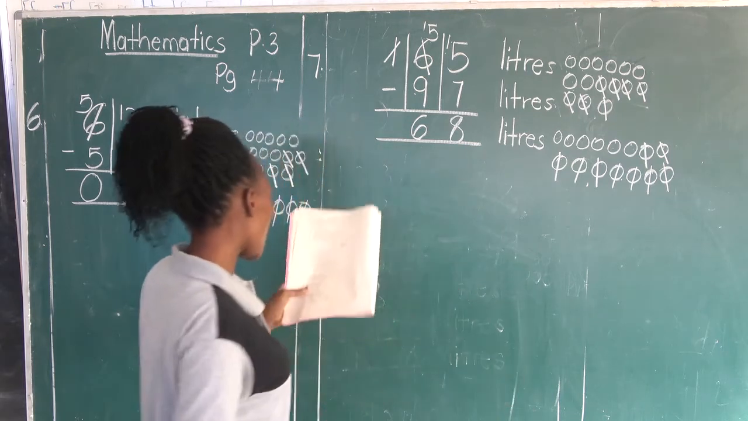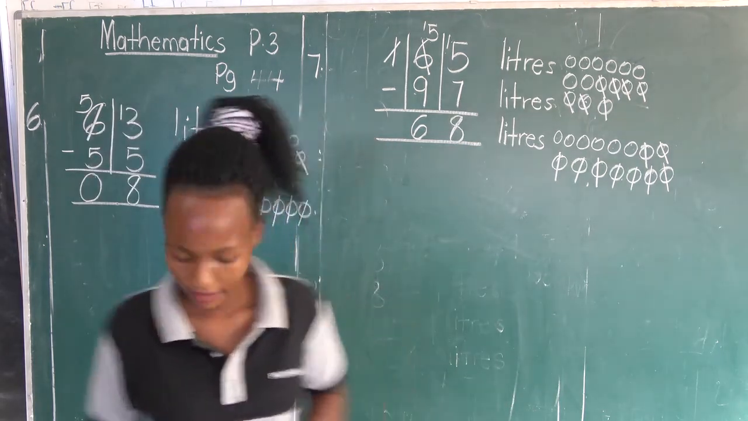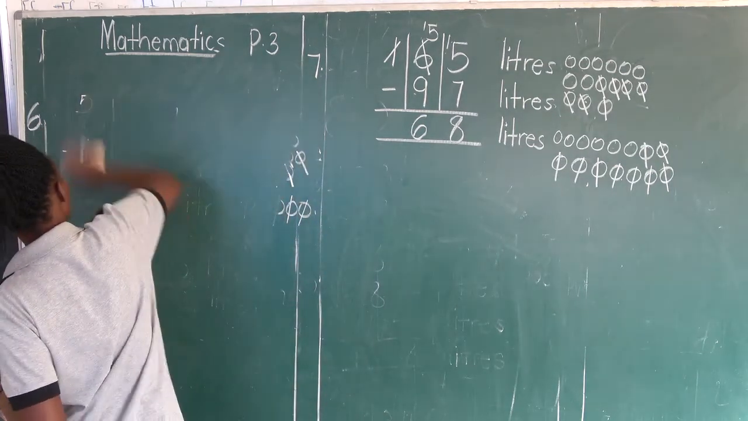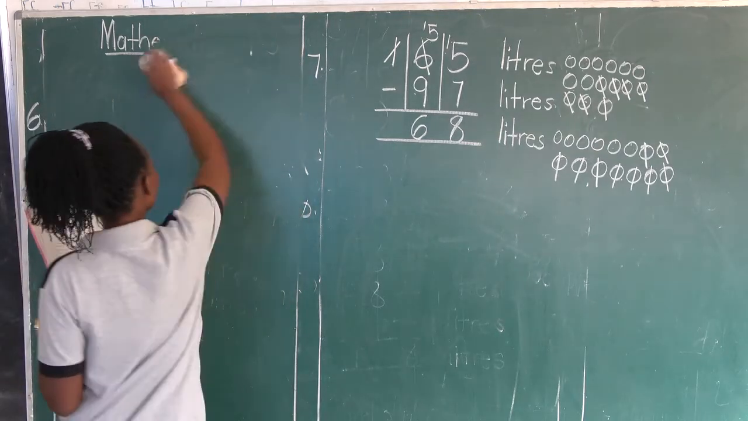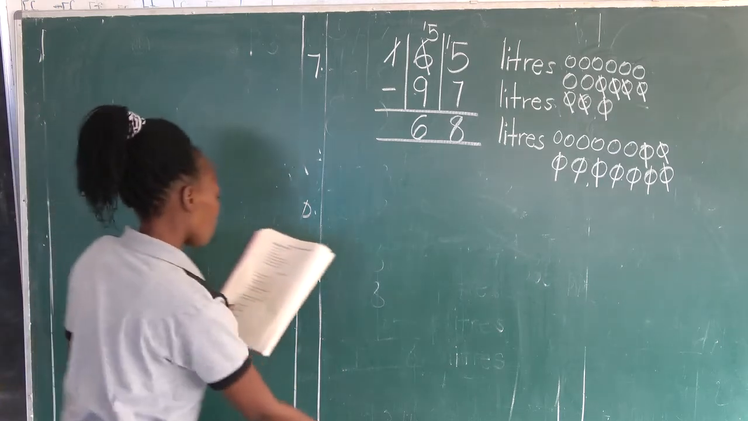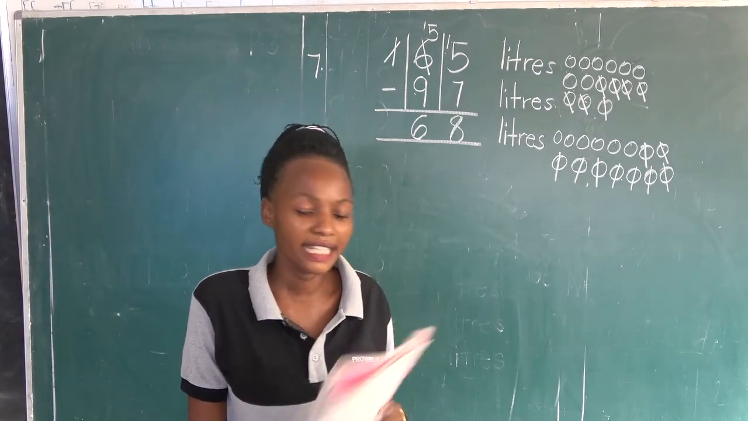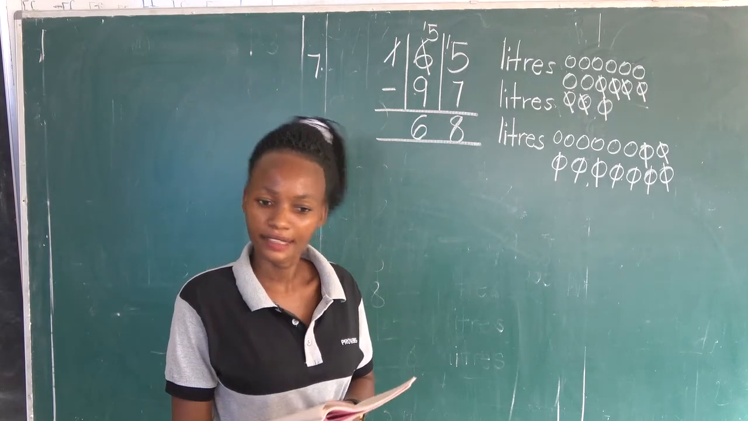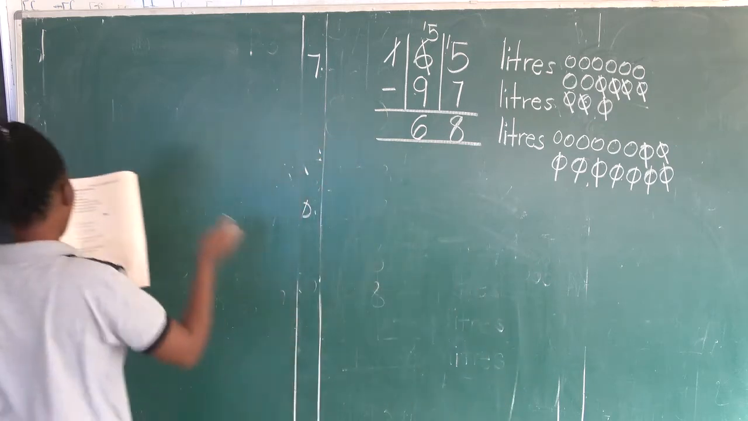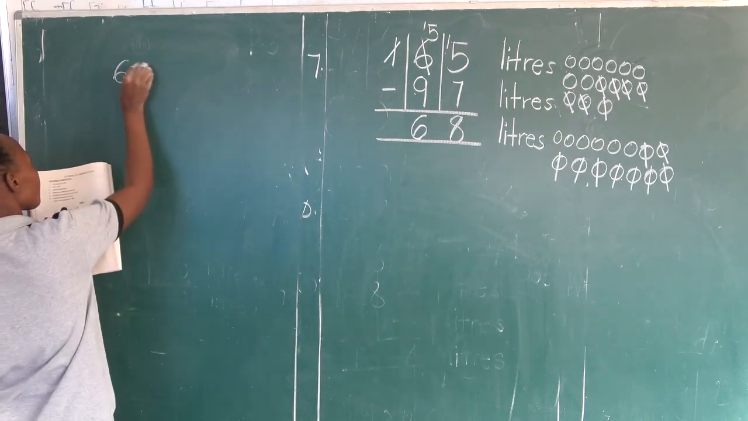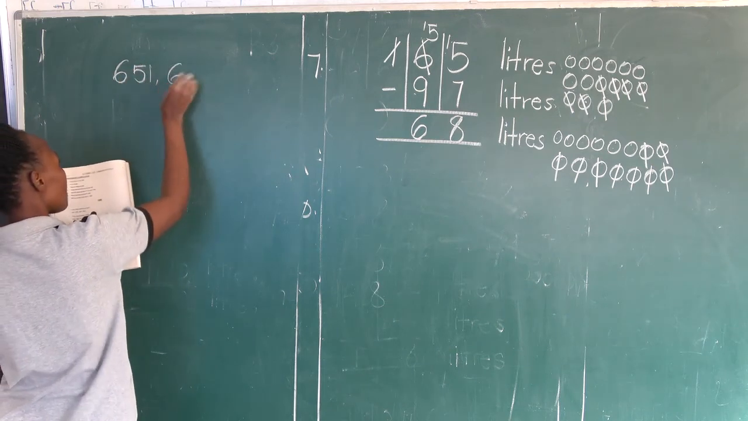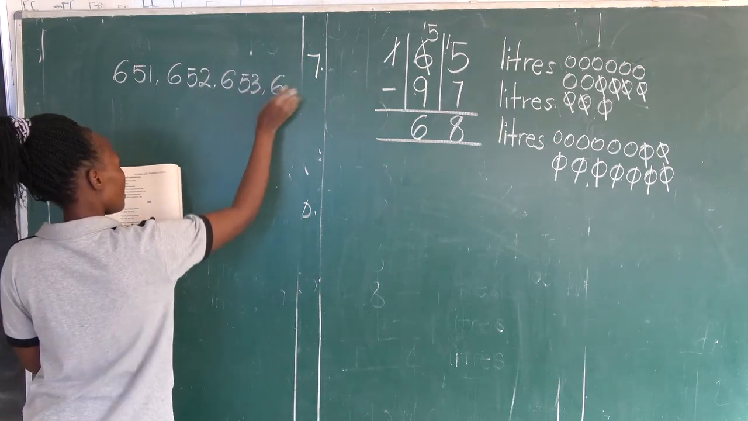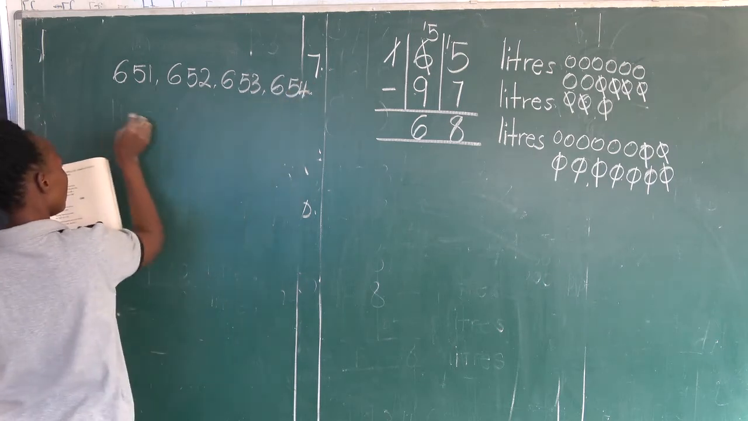Alright, now let's go to page 46. Page 46. On page 46, we have fill in the missing numbers. Are we all there? Number 1, fill in the missing numbers. We have 651, 652, 653, 654, dash and dash.